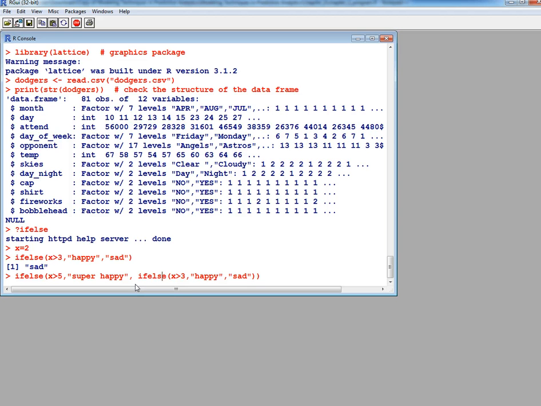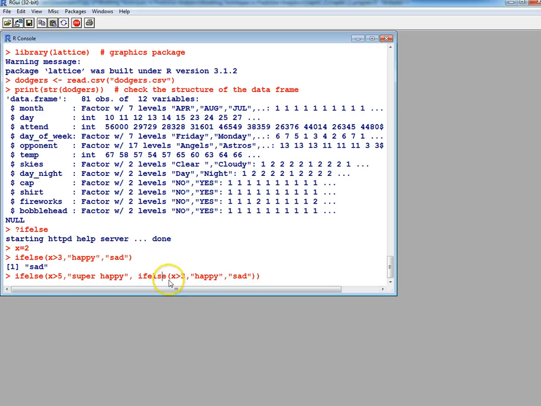But if x is not greater than 5, then what's it going to do? It's going to run the second if-else statement, right? So what will that second statement do? It'll test, is x greater than 3? And if it's yes, then it'll say happy, but if it's not yes, then it'll say sad. And I need two sets of parentheses here, right? This one applies to this one, and this one applies to this one. Right? Do you understand? Okay?